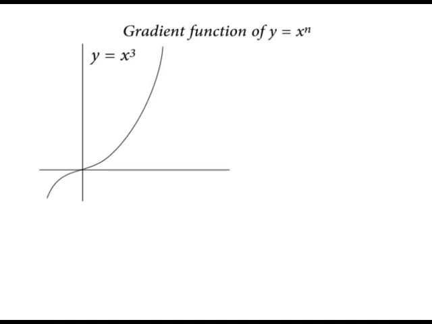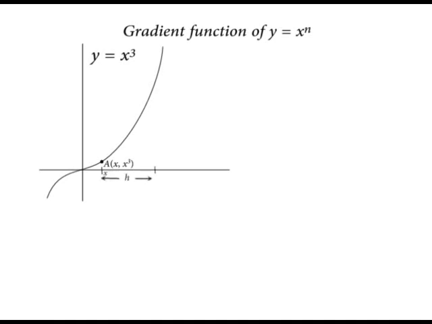Now, suppose we had a curve of y is equal to x cubed. We choose a point A with the x coordinate being x. Because the curve is of the function y is equal to x cubed, then the y coordinate will be x cubed. And so A will have coordinates (x, x cubed).